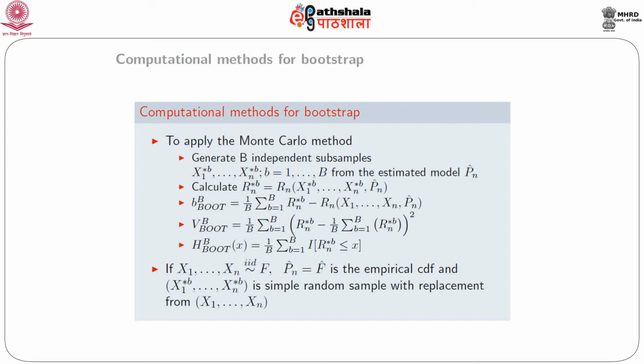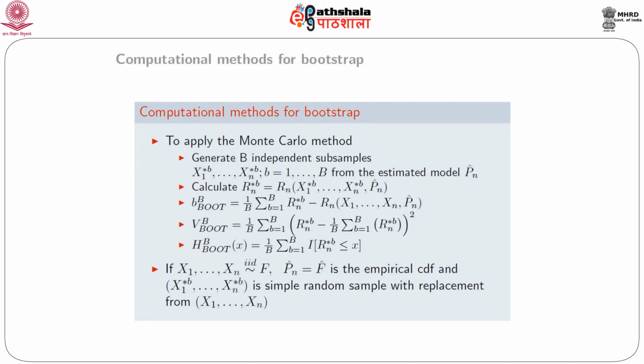And H boot(x) is 1 by B summation i runs from 1 to B of the indicator I(Rn*b less than or equal to x), which is the empirical CDF. So, H boot B(x) is 1 by B summation i equal to 1 to B of I(Rn*b less than or equal to x). So, that is the empirical CDF based on the bootstrapped observations.